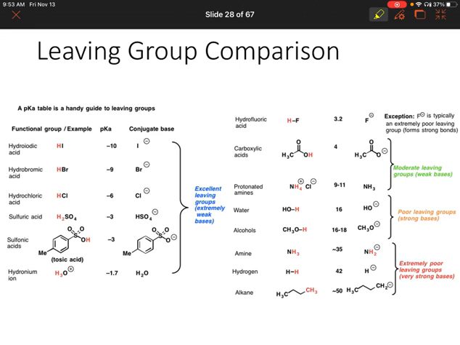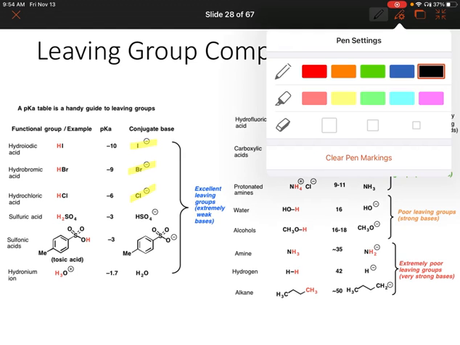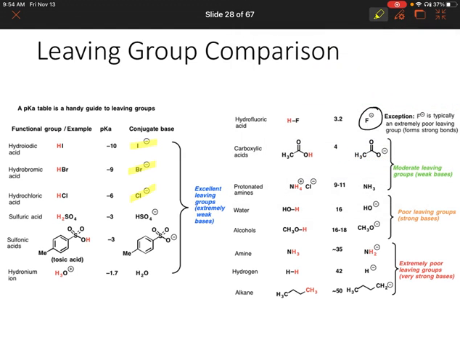So for instance, excellent leaving groups are the halides or negatively charged halogens, except for fluorine. Fluorine is our exception. So notice over here, fluorine, or fluoride, I should say, is typically an extremely poor leaving group because it does form really strong bonds. So it does not leave very easily. But the other halogens are good leaving groups.